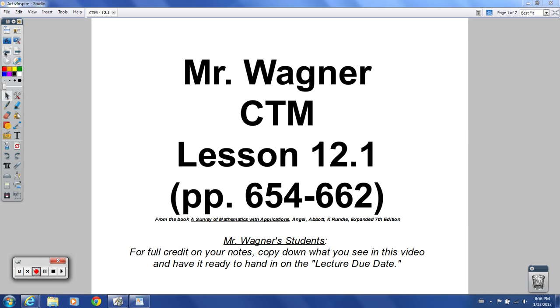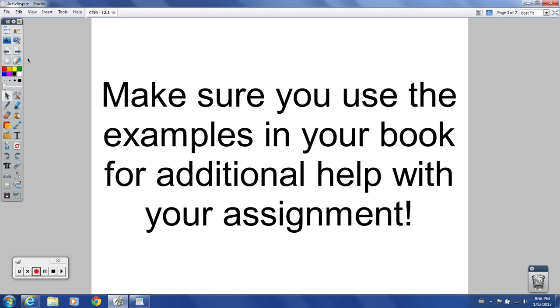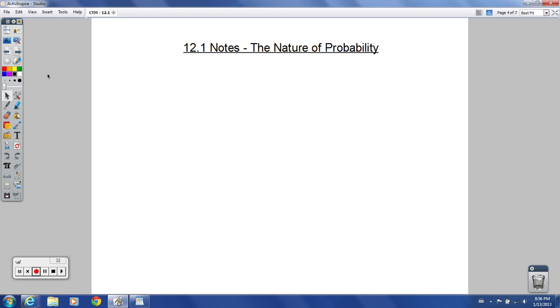We are talking about probability now here with chapter 12. So here's some new vocabulary to learn by the end of this lesson. Make sure you know what those different words and phrases mean, and make sure you're using those extra examples in your book as always as we go over stuff here. But let's get started with some definitions first of all.